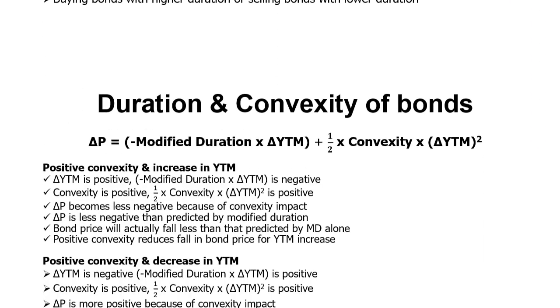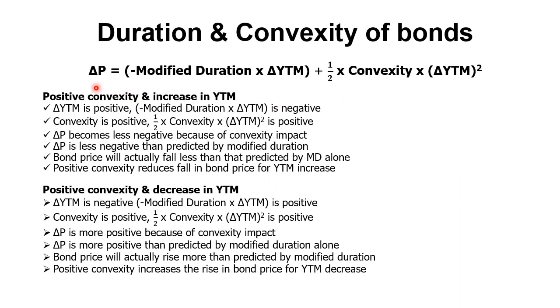Note that one can easily understand these implications from the formula for change in the price of a bond, which is delta P is equal to minus modified duration into delta YTM plus 1 by 2 into convexity into delta YTM whole square.